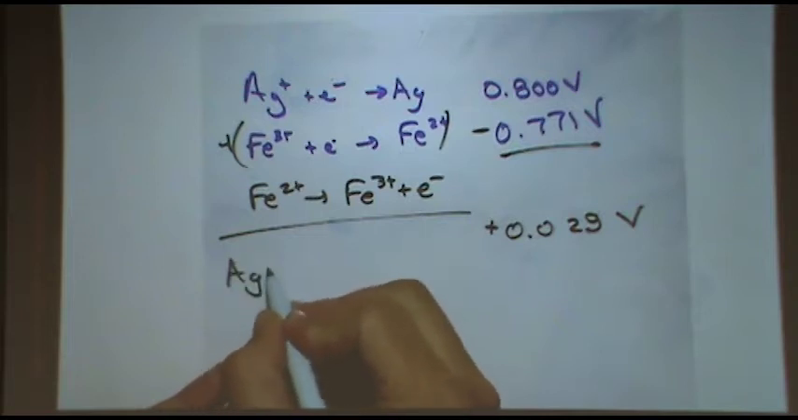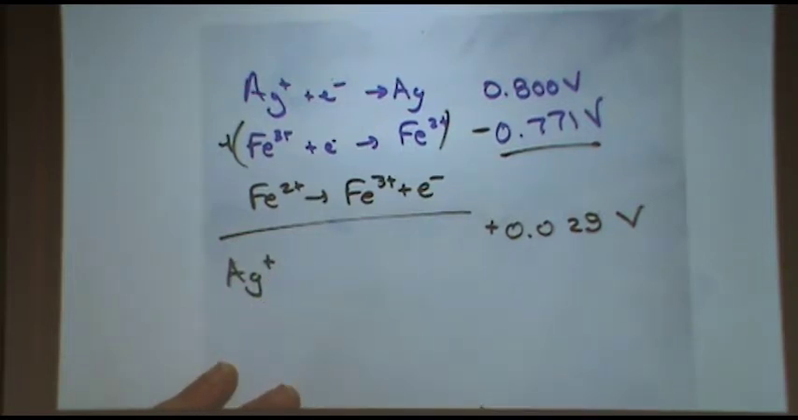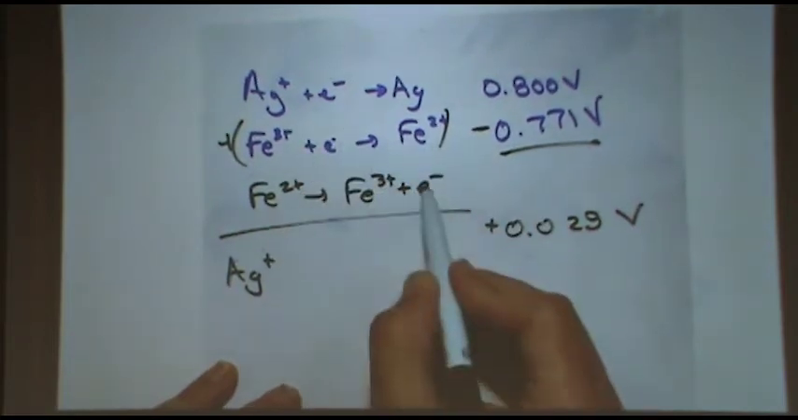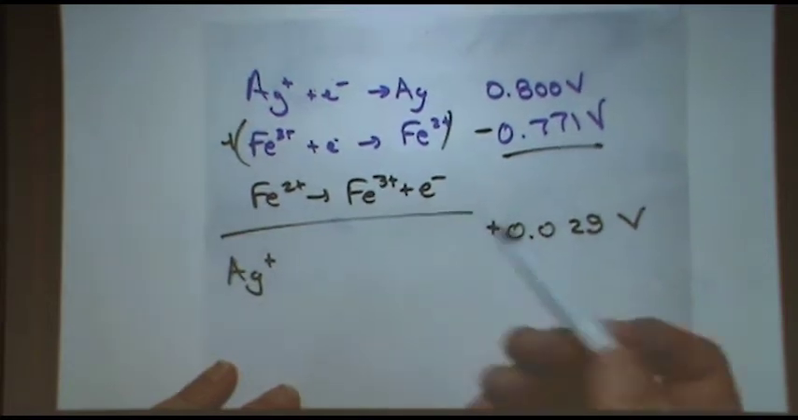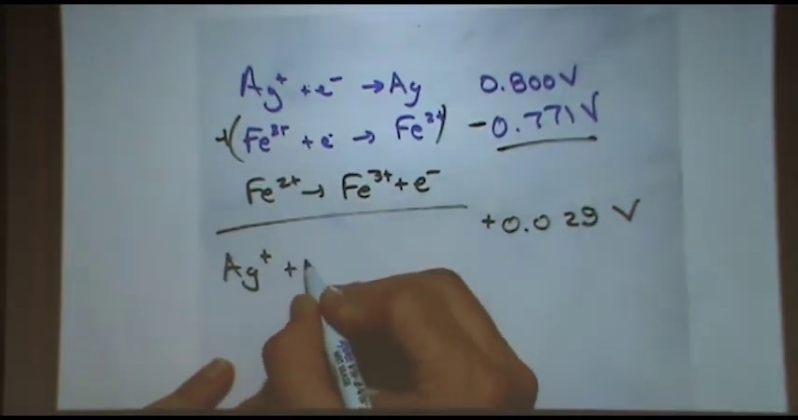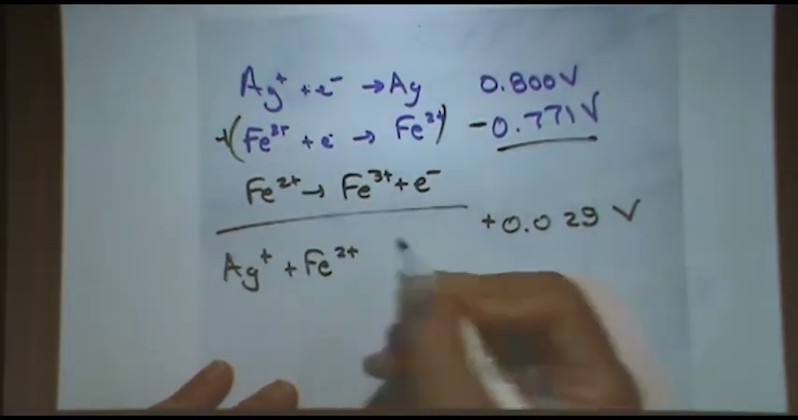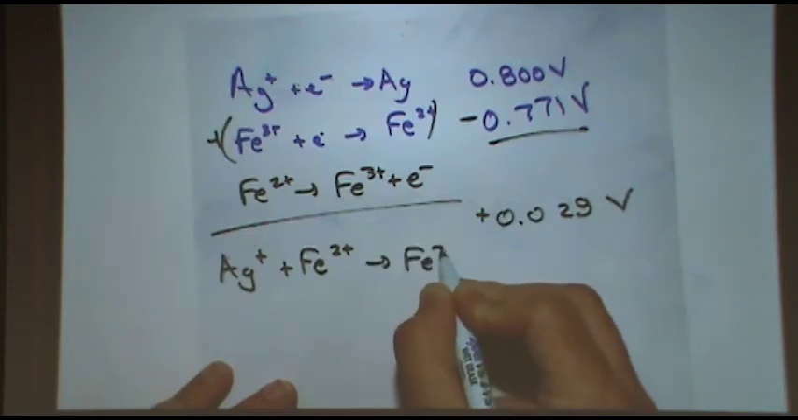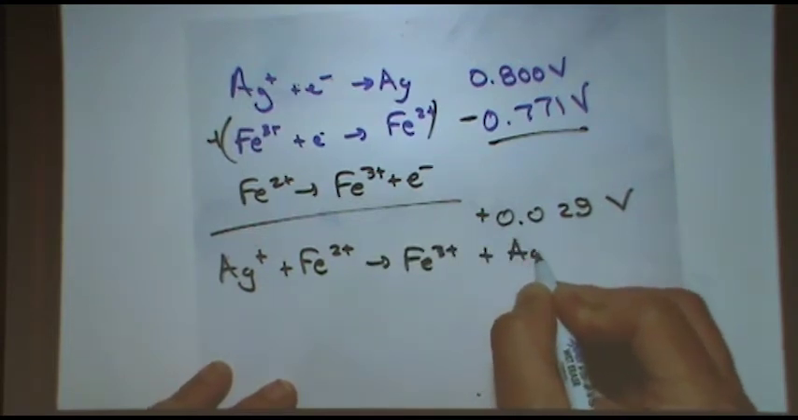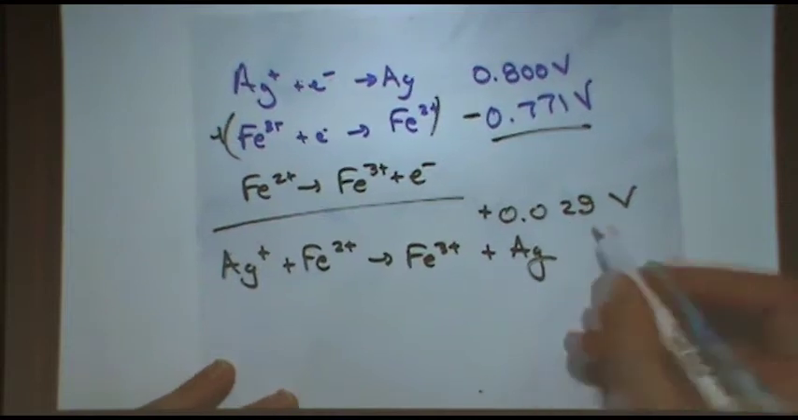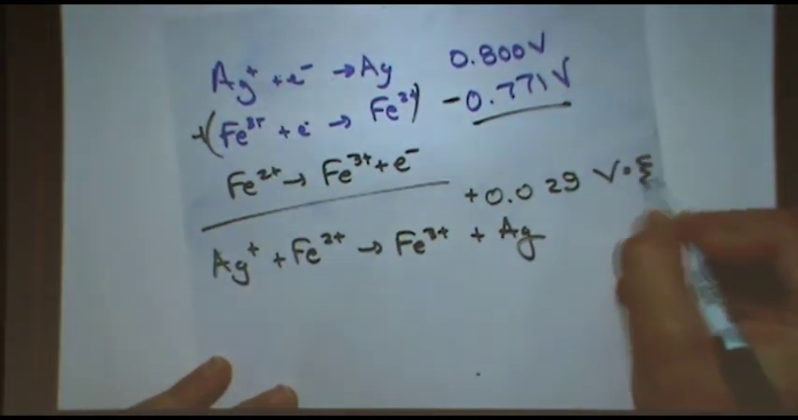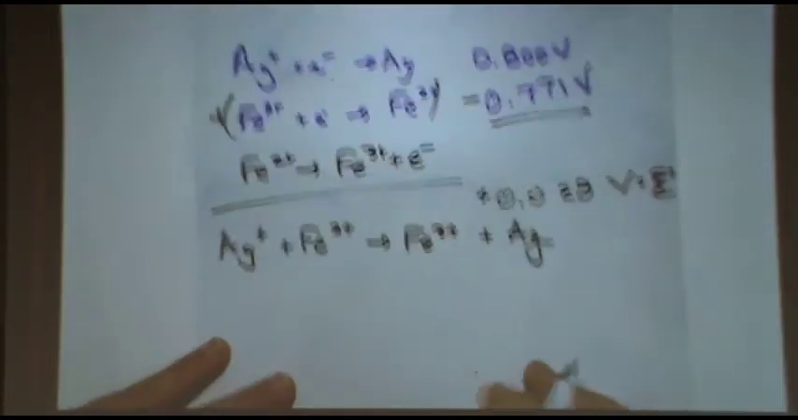So Ag+, oh, do I need to multiply the reactions by anything? So what's N? 1. That's 1 mole of electrons transferred, or that's the number of electrons that'll cancel. Plus Fe2+ goes to Fe3+ plus silver. Okay, and it has that potential. In my class, I call that E standard.